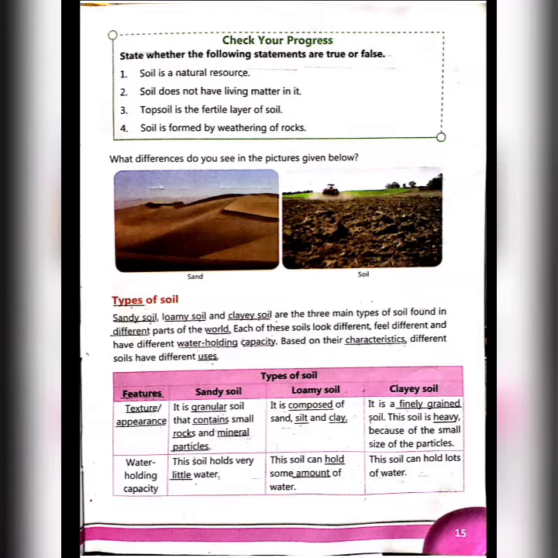Now we are going to study the different types of soil. We have three main types of soil found in different parts of the world. They are sandy soil, loamy soil, and clayey soil. Each of these soils look different, feel different, and have different water holding capacity. Based on their characteristics, different soils have different uses.